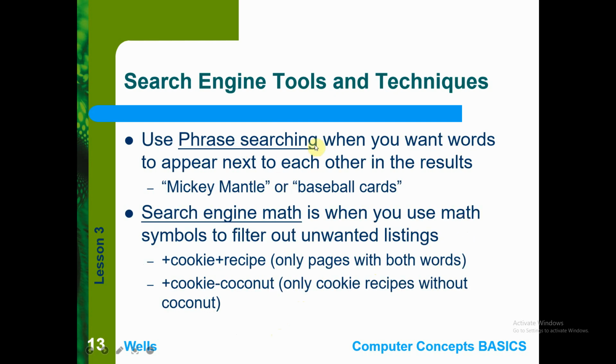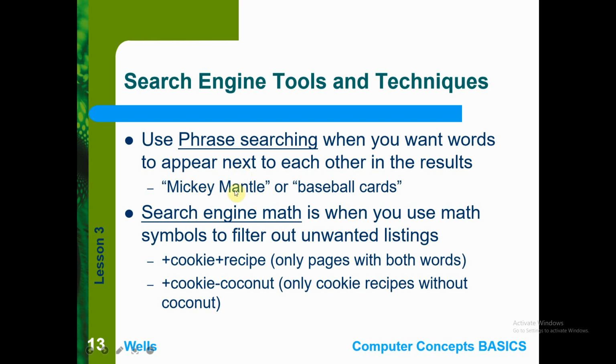Now to continue, you also use phrase searching. Phrase searching is what we call it when you want words to appear next to each other in the results. So we have an example such as Mickey Mantle or baseball cards, a specific phrase. You put quotation marks at the beginning of the first word and at the end of the last word. So when you type in this search and press enter, the spider bot will search specifically for those websites with this specific phrase, so the words appear next to each other.